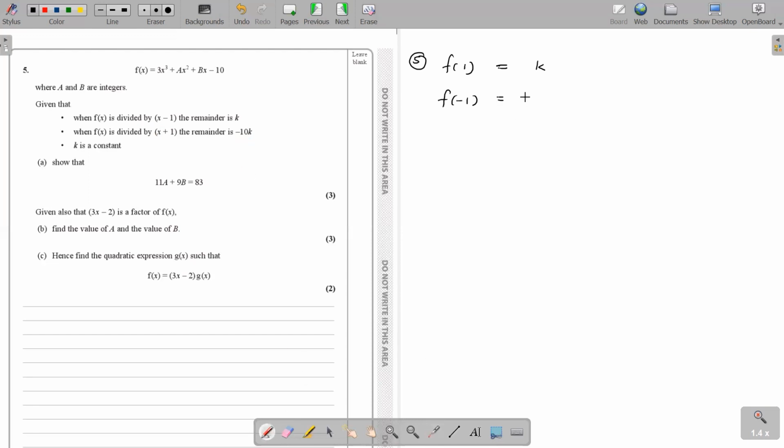Minus 10k. Are you with me? Shall we create the two equations now? F1. Shall I write the two equations on the side? F minus 1 equals minus 10k. Let's create the two equations. F1. Let's create the first equation.